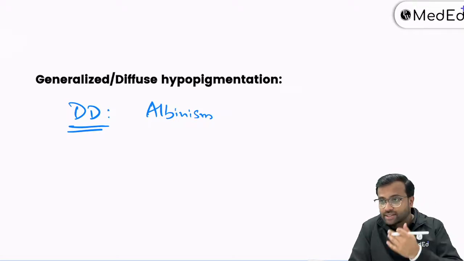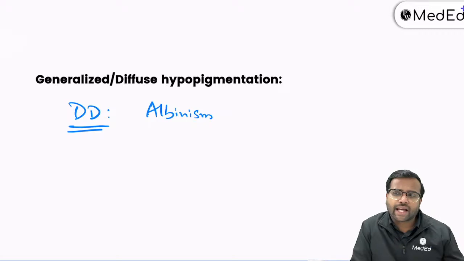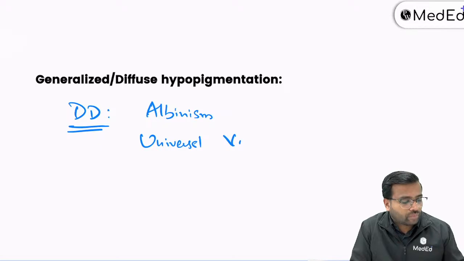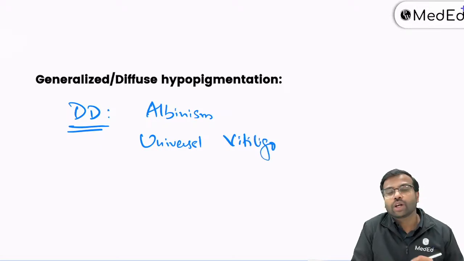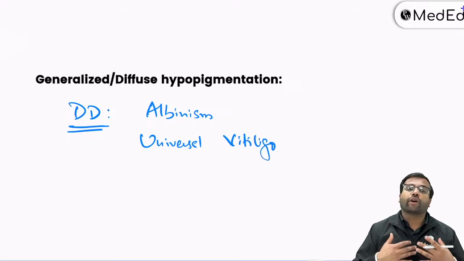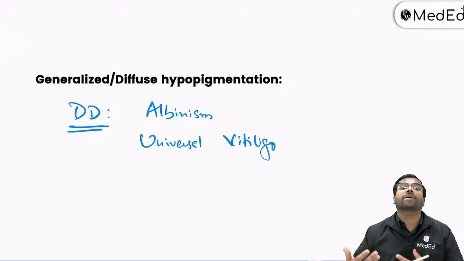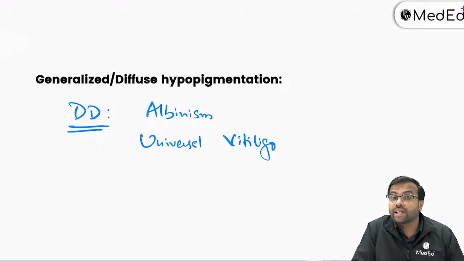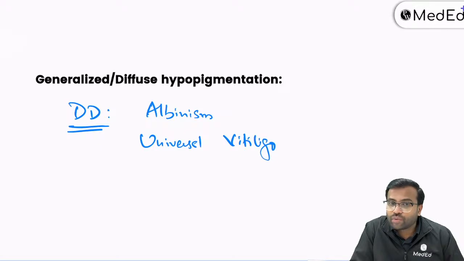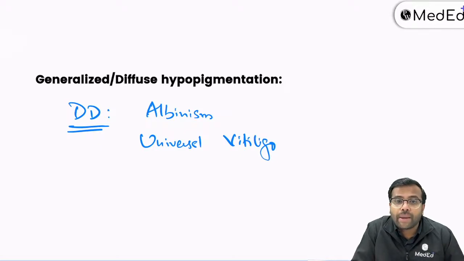Excellent. So now let's see what another differential diagnosis. In the chat box, somebody says universal vitiligo. I agree. Universal vitiligo, because when more than 90% of our body surface turns depigmented, that is again the generalized universal type of vitiligo ho gaya. So anything else where you can find generalized hypopigmentation?